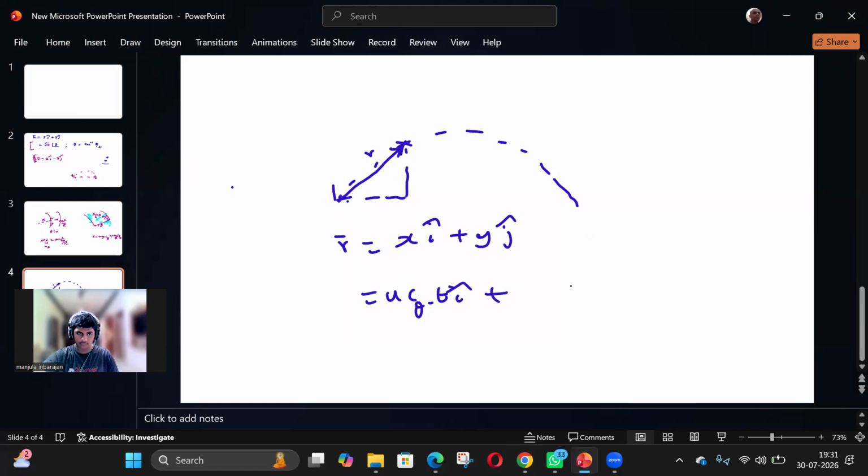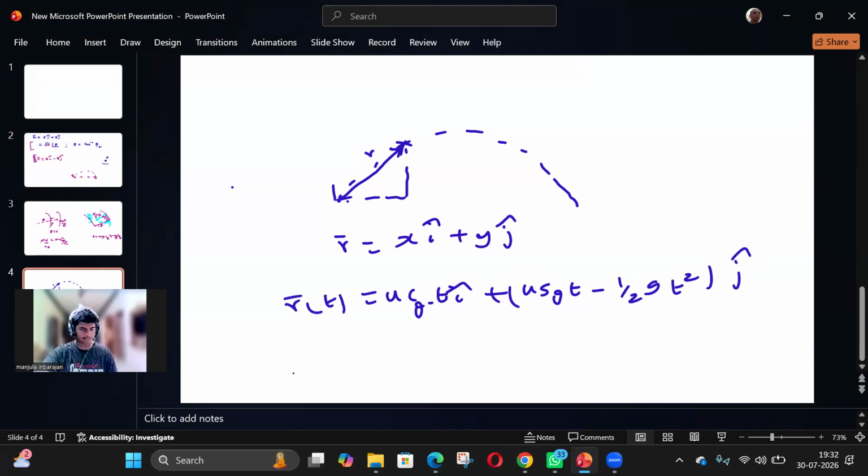and y you can get using ut plus half at square. So u sine theta t and then minus half g t square j cap. So this is r as a function of time.